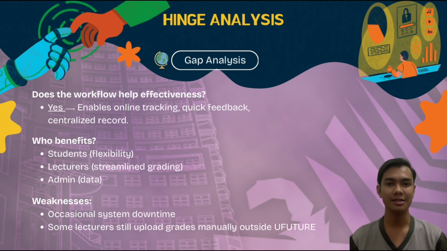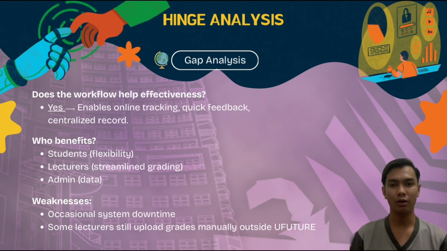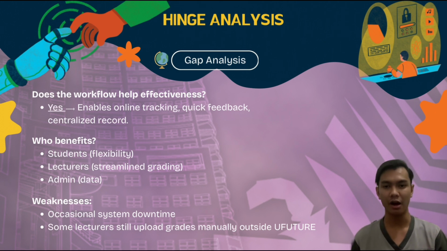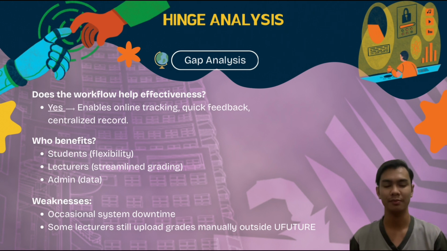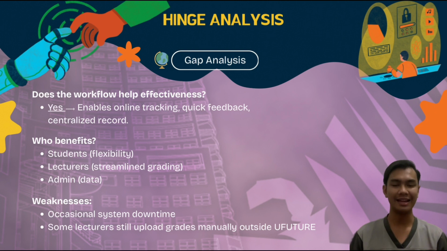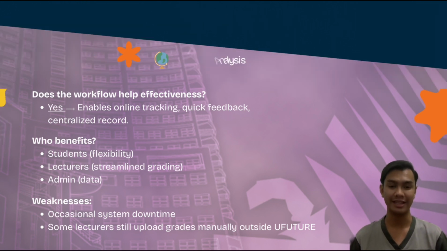However, there are still some weaknesses. At times, there are reports of system downtime, which can disrupt the learning and assessment process. Also, some lecturers still prefer to upload grades manually outside of UFUTURE, which reduces consistency and the advantage of having a centralized gradebook. By addressing this gap, UFUTURE can further strengthen its role as an essential tool for supporting digital learning and assessment at UiTM.